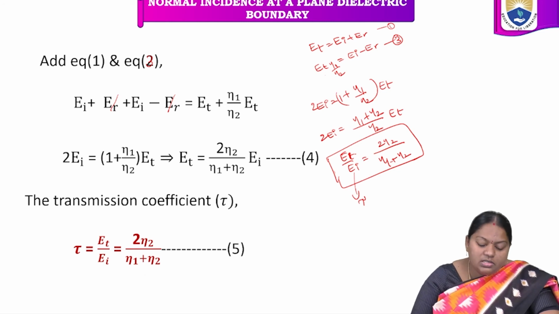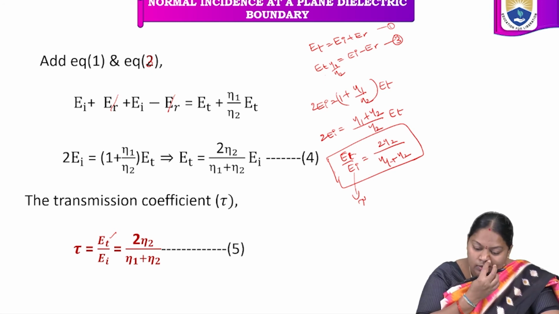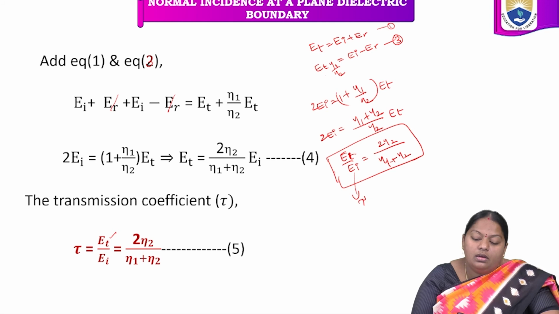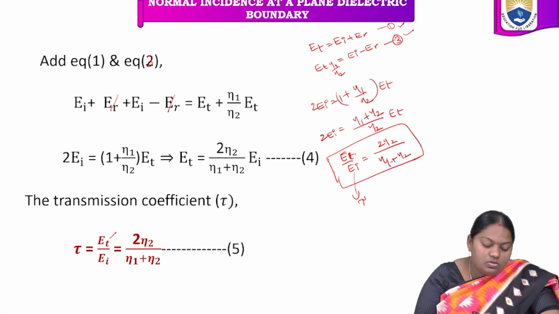So how can we define this transmission coefficient tau? It is the ratio of the transmitted field strength to the incident wave field strength, hence tau equal to ET by EI equal to 2 eta 2 by eta 1 plus eta 2. Okay. See, first consider we have got ET equal to EI plus ER, then ET into eta 1 by eta 2 equal to EI minus ER, as equation number 1 and 3. By adding equation number 1 and 3 we get the transmission coefficient tau.